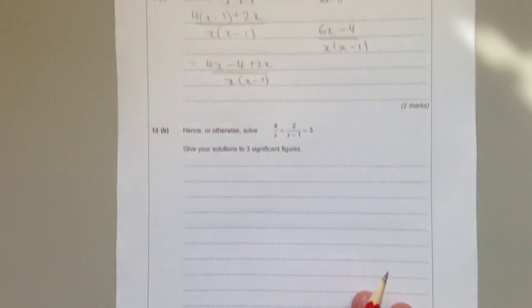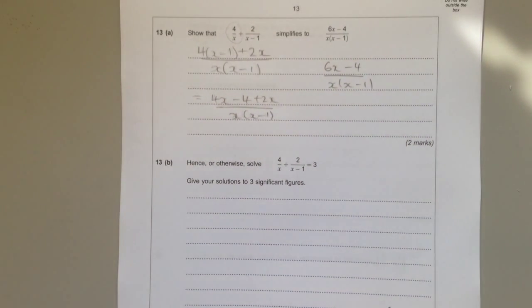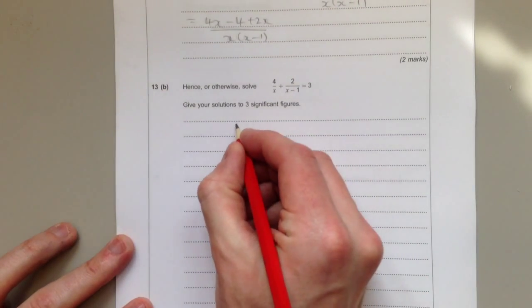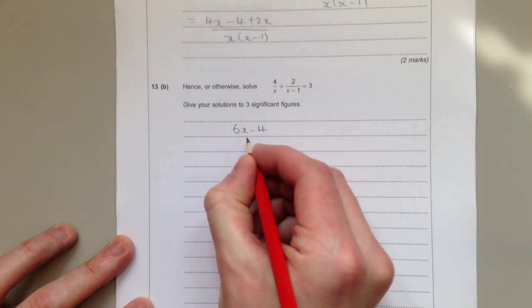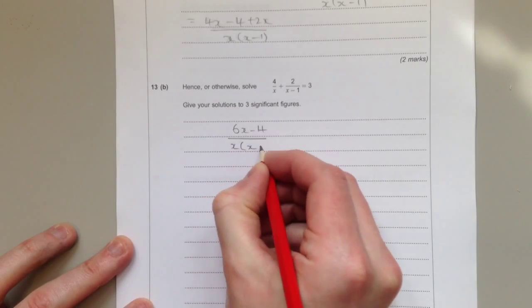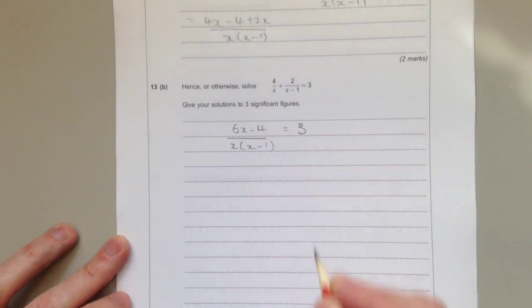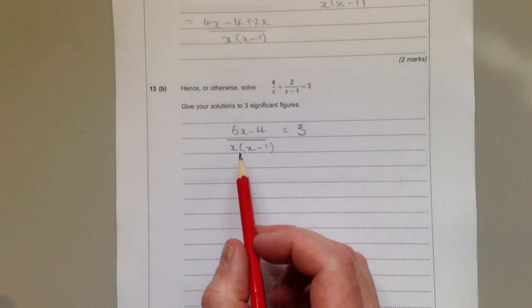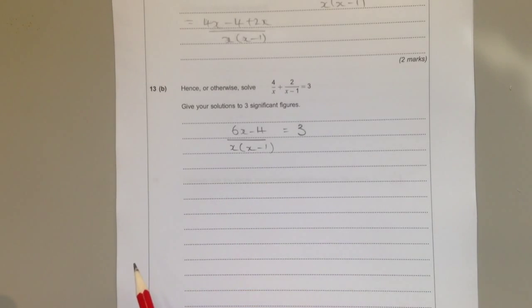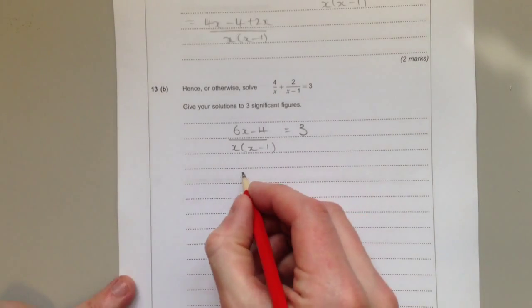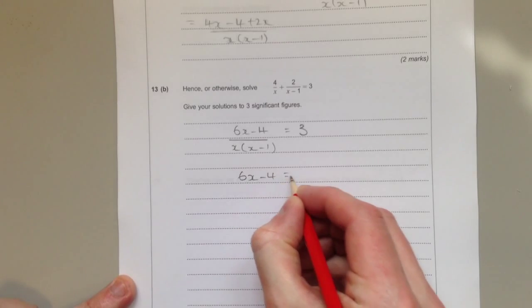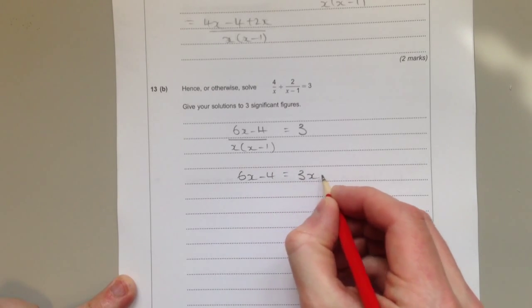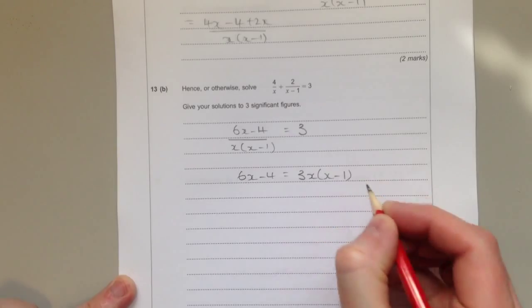This expression is exactly the same one as we started with up here, so we can swap it for the 6x minus 4 all over x brackets x minus 1 is 3. When solving an equation with a fraction in, you usually want to get rid of the fraction pretty quickly, and we do that by multiplying through by the term that's the denominator. So that gives us 6x minus 4 is 3 brackets x minus 1.